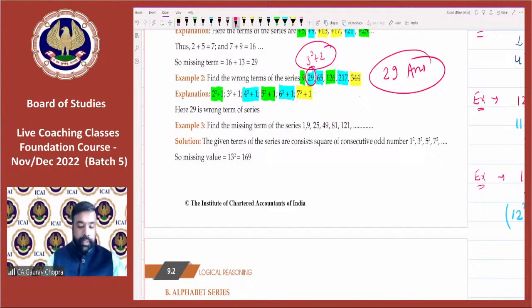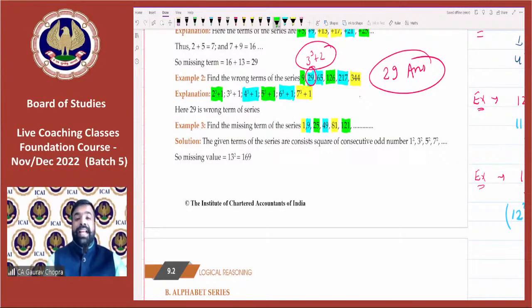Now the third example. Find the missing term of the series. Now this is again a very easy question. It is 1, 9, 25, 49, and so on. So all these are squares. 1 square, then 3 square, 5 square, 7 square, 9 square, then 11 square. So these are the squares of odd numbers.